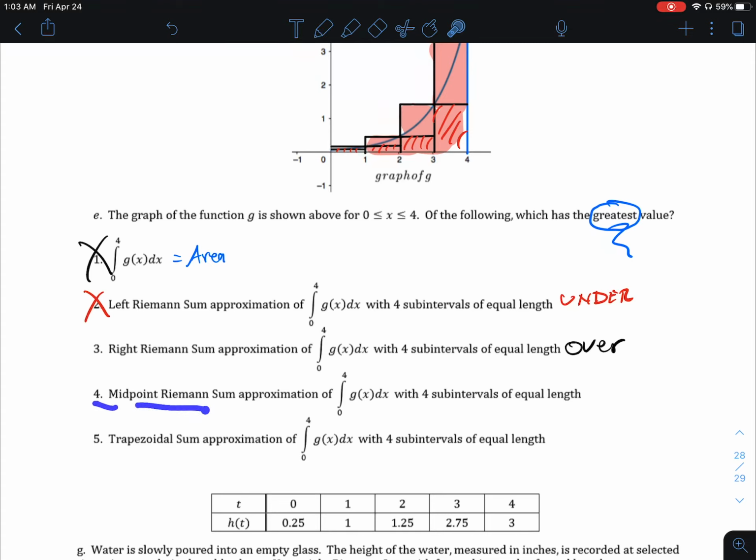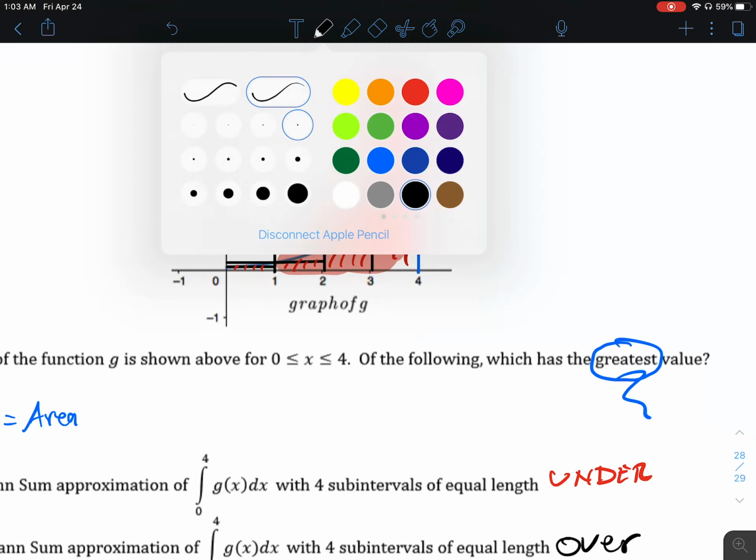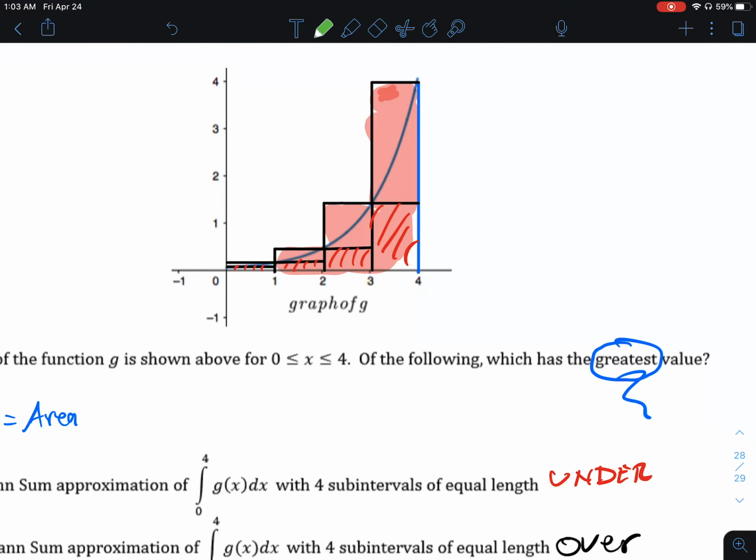Option 4, for midpoint Riemann sum approximation, using 4 subintervals. So let me do this maybe in green. So midpoint would be using the heights right in the middle of these. So that would be height here, height here, height here.